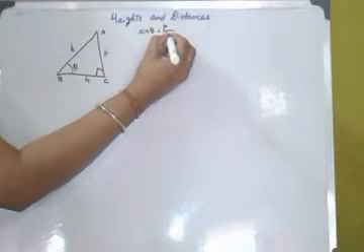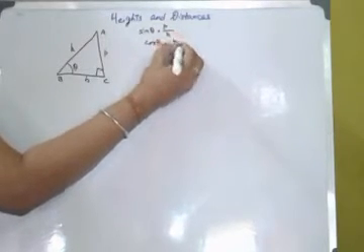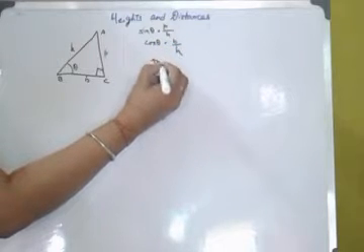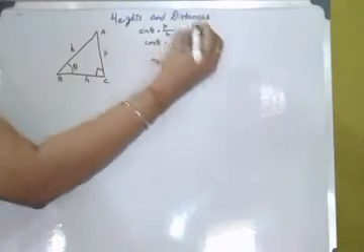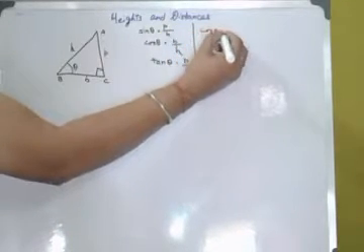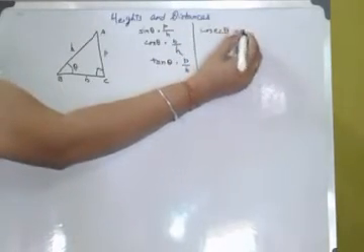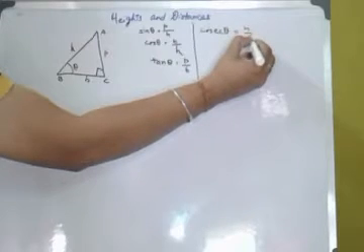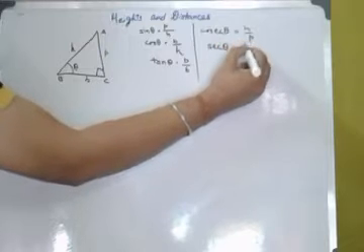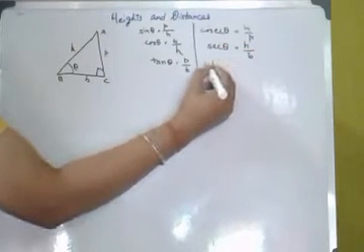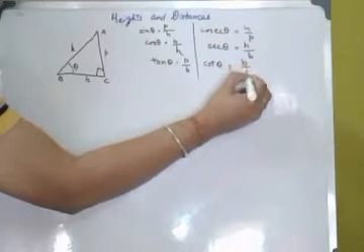perpendicular by hypotenuse, cos theta is base by hypotenuse, tan theta is perpendicular by base. Now cosec theta is the reciprocal of sin theta. So cosec theta is hypotenuse by perpendicular, sec theta is hypotenuse by base, and cot theta is base by perpendicular.